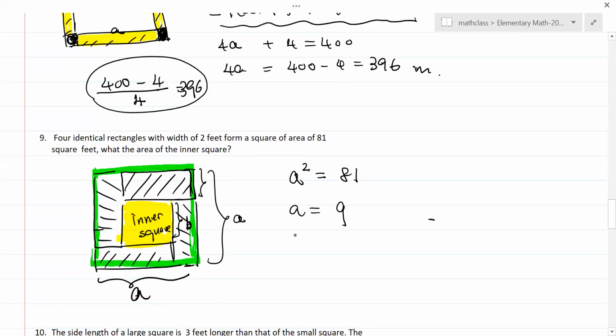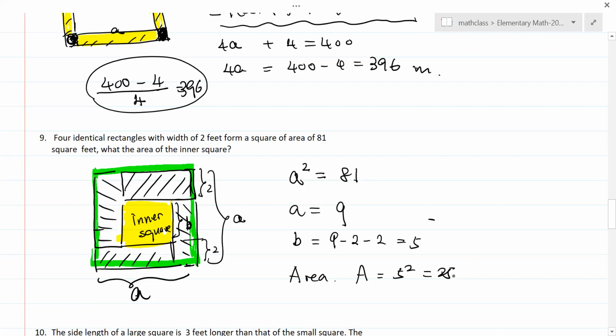So B is just a subtraction. And for C, here's a 2, here's a 2. So 9 minus 2 minus 2, you only have a 5. So the area of the inner square is going to be 5 squared, which is 25. Clear?